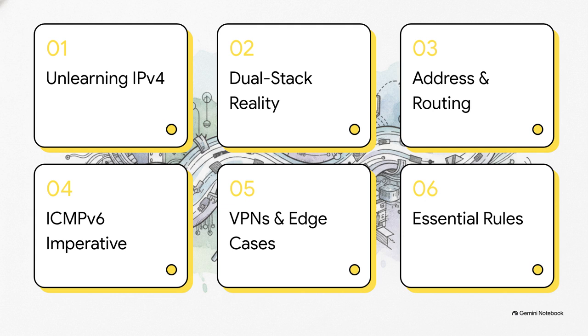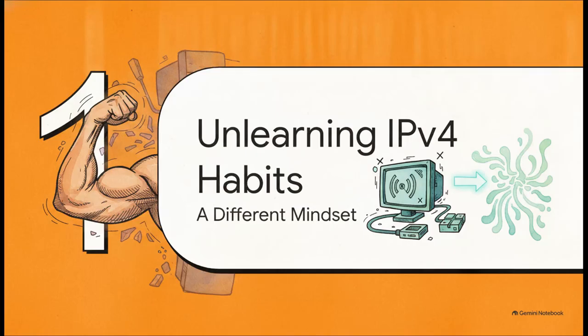We'll start by unlearning your IPv4 habits, then tackle the dual-stack reality, address resolution and routing, the absolute imperative of ICMPv6, some tricky edge cases like tunnels and VPNs, and finally, wrap it up with some essential troubleshooting rules. Let's kick things off with Section 1, Unlearning Your IPv4 Habits.